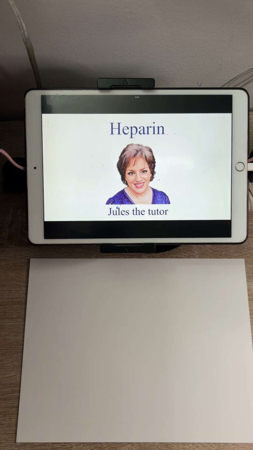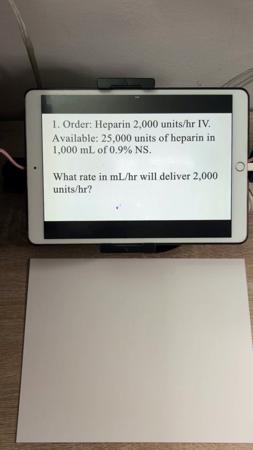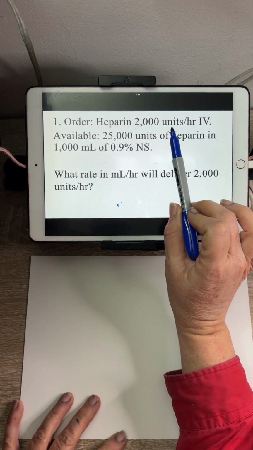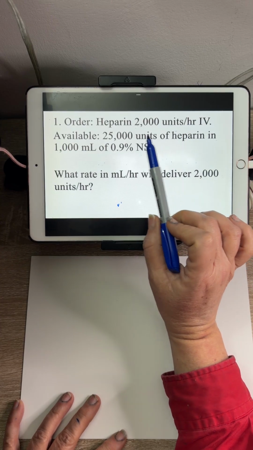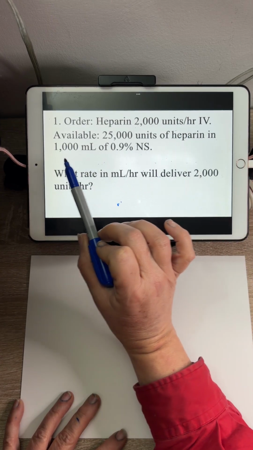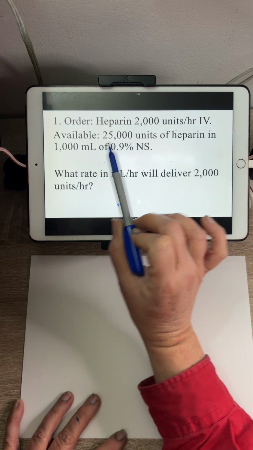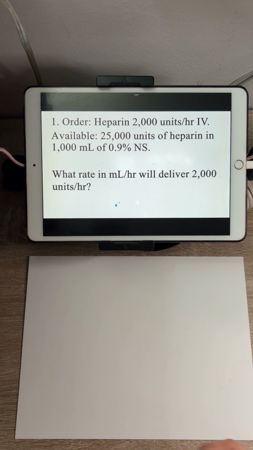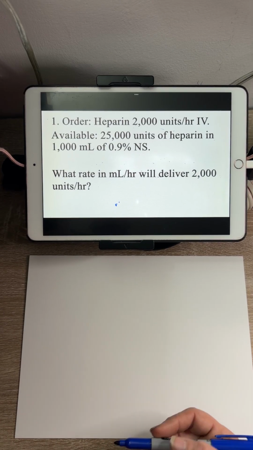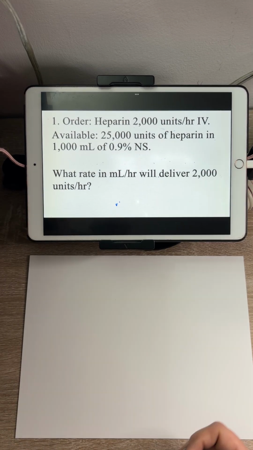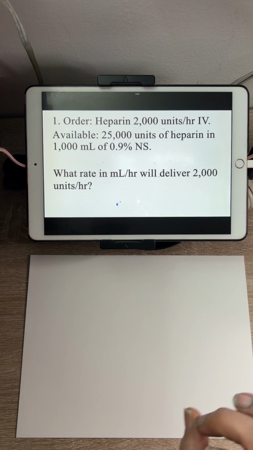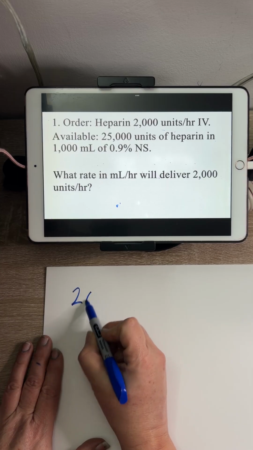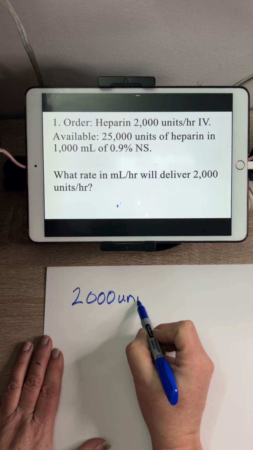I got some heparin problems for you. You ready? All right, the order is for heparin 2,000 units per hour. And available, you got 25,000 units in 1,000 milliliters. Who wants it going at 2,000 units? I don't. I'm sure you don't. We don't care what it goes at. The doctor wants that. So this is a dose order over a dose on hand. What he wants is 2,000 units.